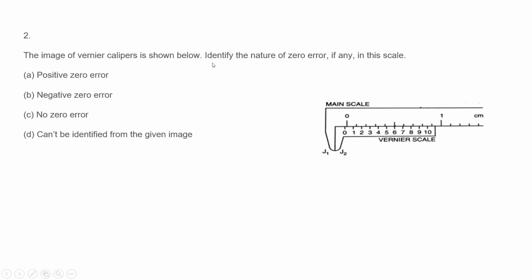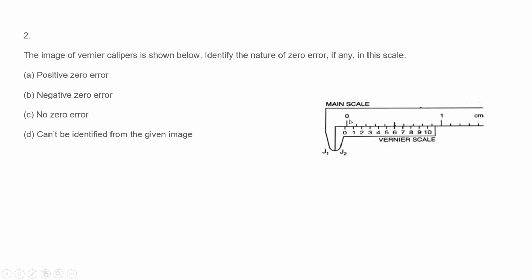The image of a vernier caliper is shown below. Identify the nature of zero error, if any, in this scale. So this is the vernier caliper image. This is the main scale, this is the vernier scale, and as we can see, J1 and J2 are the jaws of this main scale and this vernier scale.